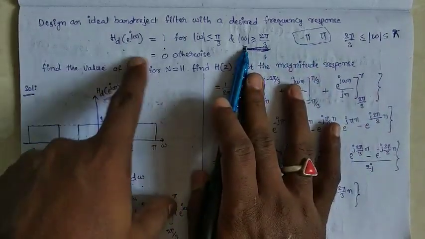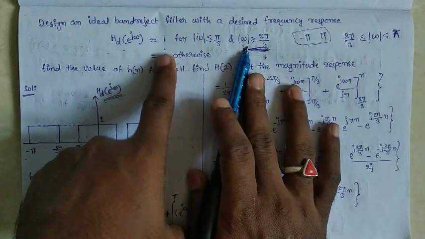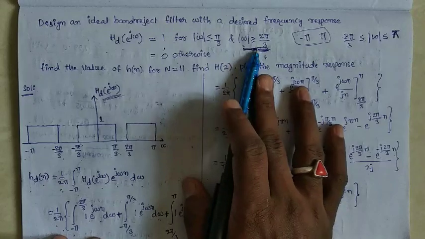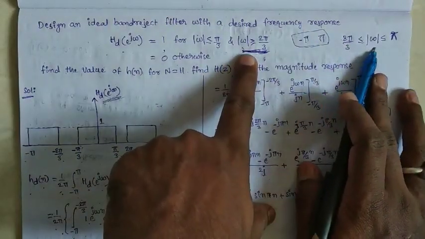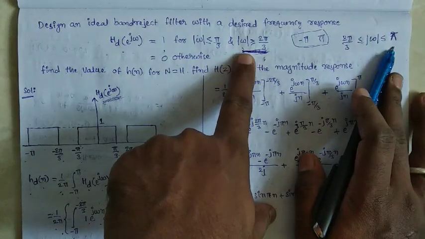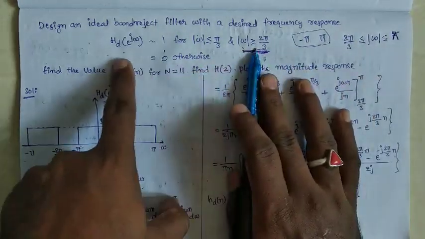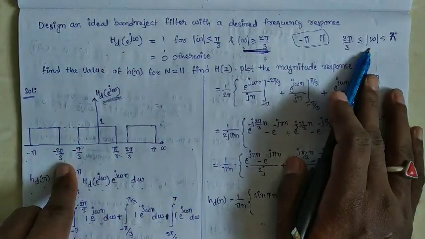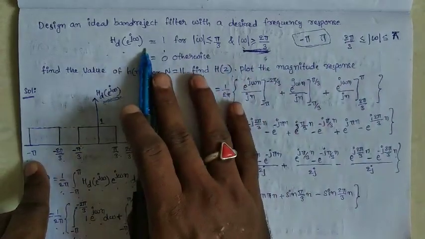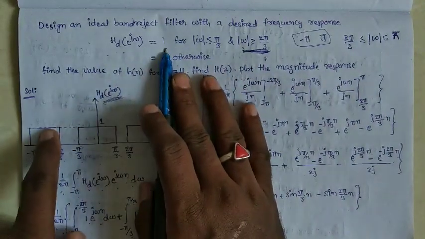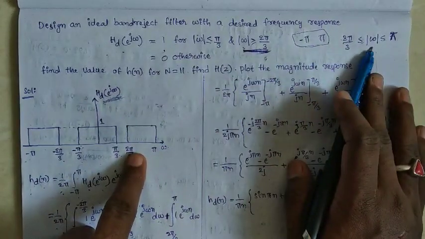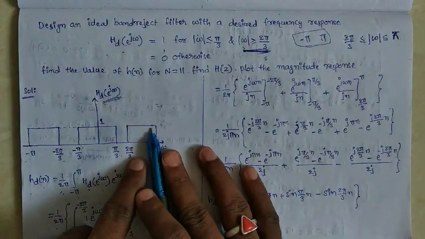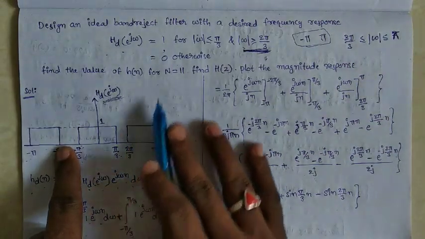HD of e power j omega is 1 for mod omega greater than or equal to 2 pi by 3. This means 2 pi by 3 less than or equal to mod omega less than or equal to pi. In this interval, HD of e power j omega is 1. For negative values of omega, minus 2 pi by 3 to minus pi, the amplitude is 1. Similarly, for positive values, 2 pi by 3 to pi, the amplitude is 1. This is the graphical representation of HD of e power j omega.